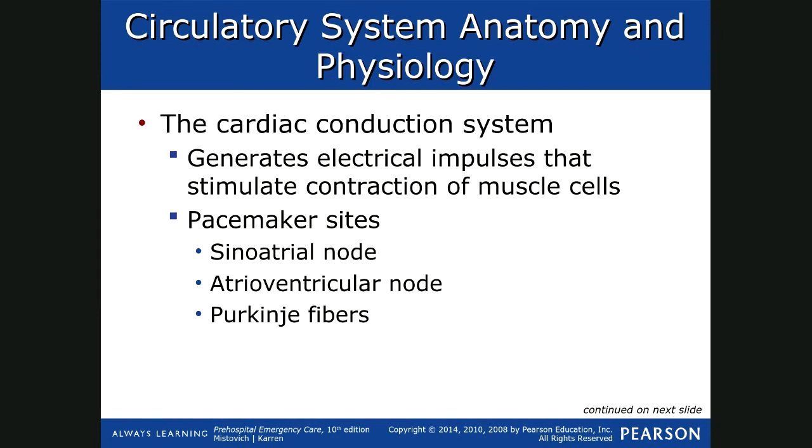If that fails, then the atrioventricular or AV node is going to pick up the slack, we hope, and now that will become the dominant pacemaker if the SA node fails. The intrinsic rate of the atrioventricular node is going to be between 40 and 60 beats per minute. And then if that fails, then the Purkinje system or the Purkinje fibers is going to hopefully kick in. And the intrinsic rate for that is going to be somewhere between 20 and 40 beats per minute.